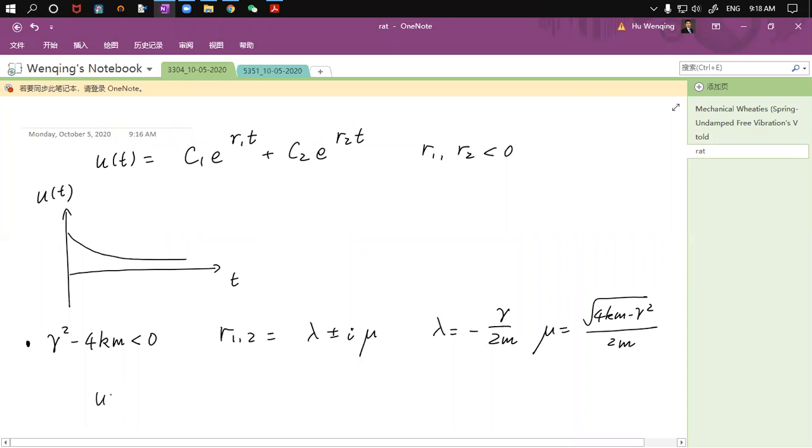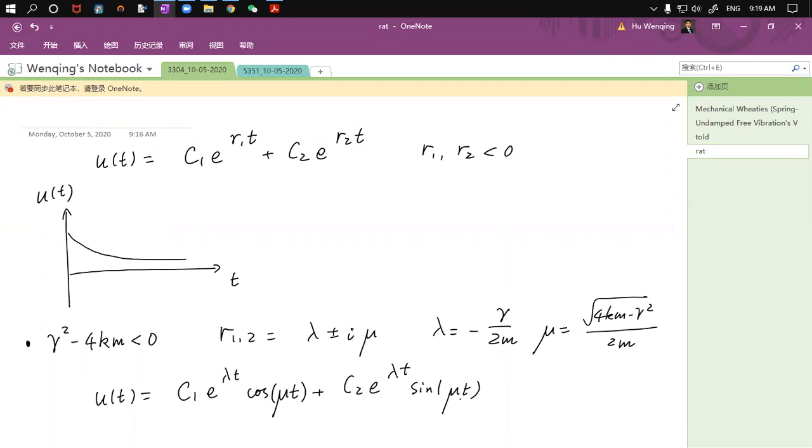In that case, the u of t, according to our theory for second order equations, is going to be c1 e to the power of lambda t cosine of mu t plus c2 e to the power of lambda t sine of mu t. Remember, the real part enters the exponential, and the complex part enters sine and cosine. Because lambda is negative, the profile of u of t is still going to be decaying exponentially, but there's going to be an oscillation with a frequency given by mu.